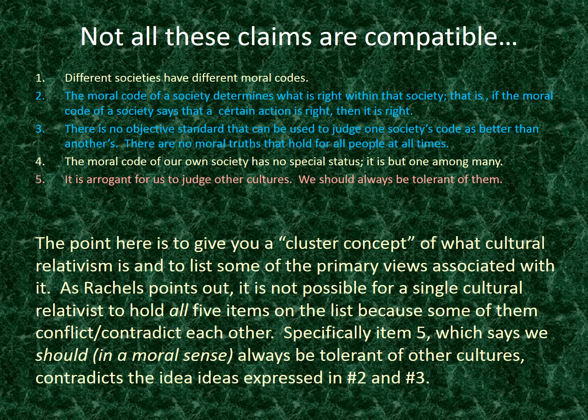The point here is to give you a cluster concept of what cultural relativism is, as well as list some of the primary views associated with it. It is important to note here that, as Rachels points out, it is not possible for a single cultural relativist to hold all 5 items on the list because some of them may contradict each other. Specifically, item 5, which says we should, in a moral sense, always be tolerant of other cultures, contradicts the idea that could be expressed in 2 or 3 that says that there is no objective standard of right and wrong. This is because saying that it is wrong to judge other cultures implies that there is at least one objective standard of right and wrong. Indeed, one might argue that item 5 contradicts the very notion of cultural relativism itself if it is held as a moral claim and not just as an intellectual error.